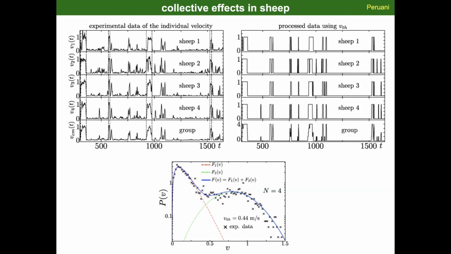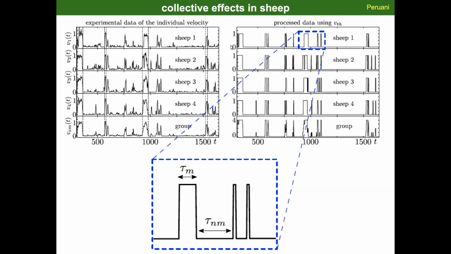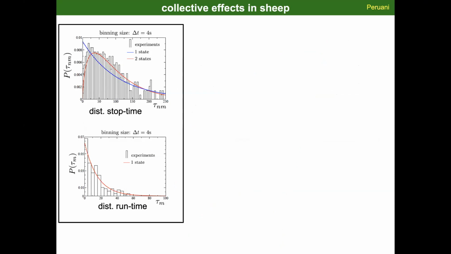And now what we can do is look at the time the sheep is moving and not moving, and look at the statistics of these times. And if you do that, what you will learn is the run time distribution. This is a survival curve. It's also an exponential, but the distribution of stop times is not an exponential.